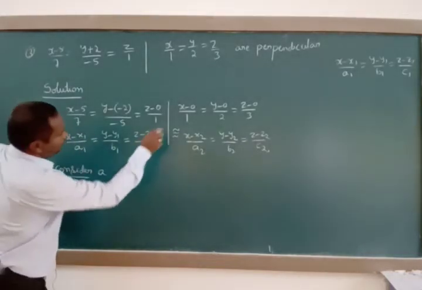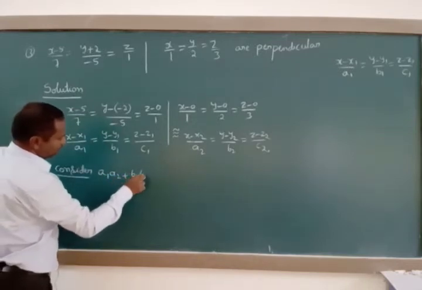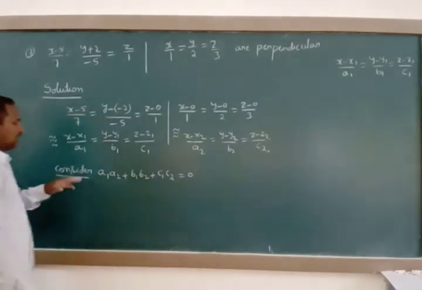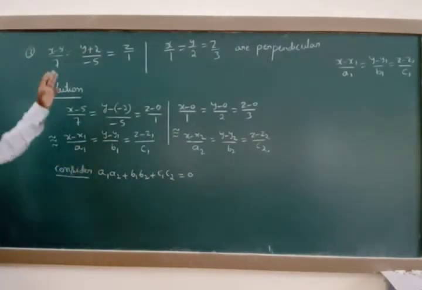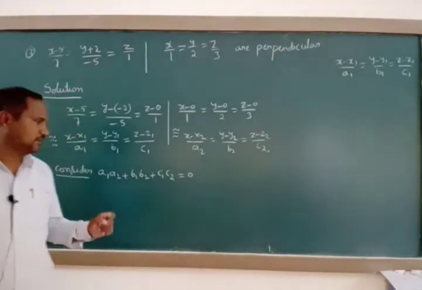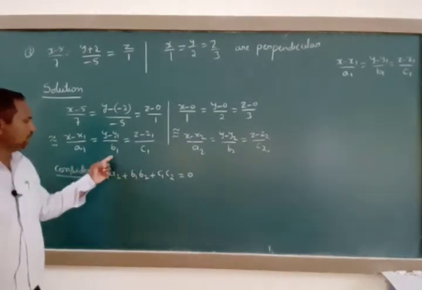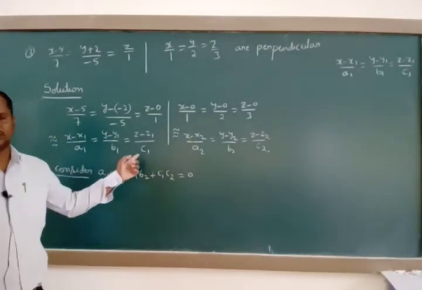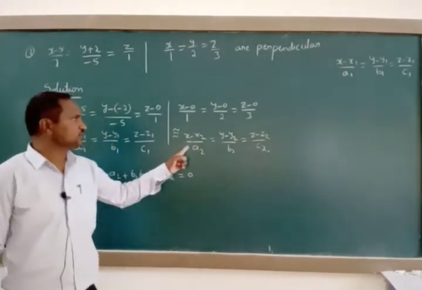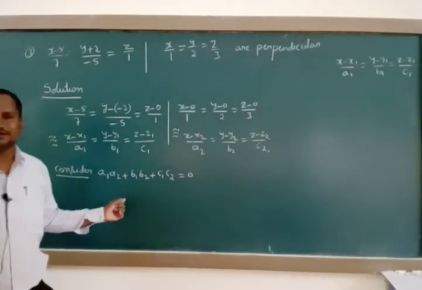The condition is a1 a2 plus b1 b2 plus c1 c2 is equal to 0. If this condition is satisfied by any two lines, then we say these two lines are perpendicular to each other. Here a1, b1, c1 are the direction ratios of the first line, and a2, b2 and c2 are the direction ratios of the second line. With the help of these direction ratios, we have to apply this condition.